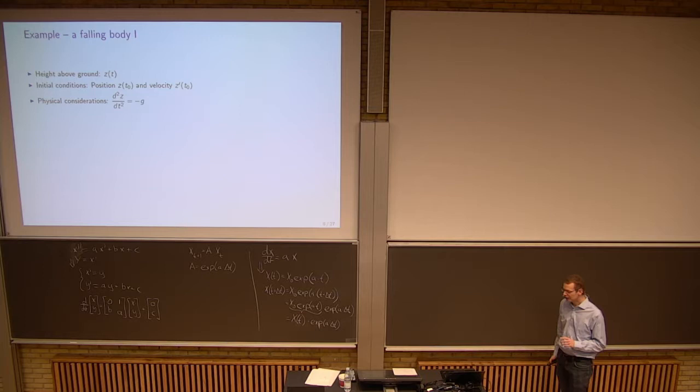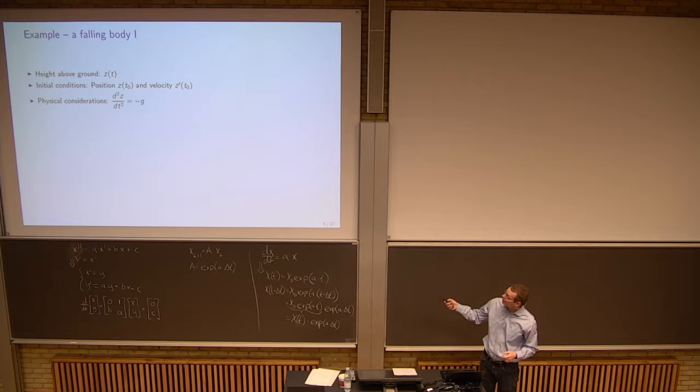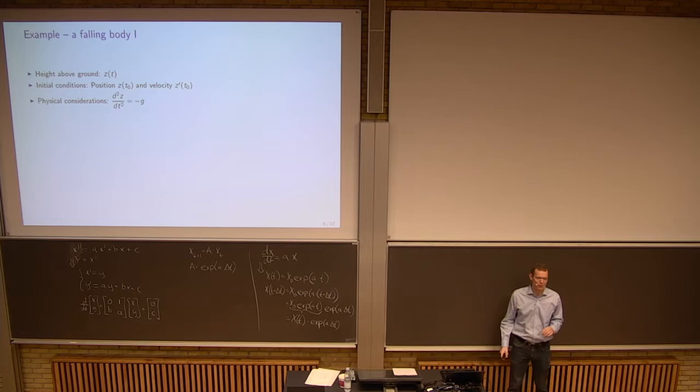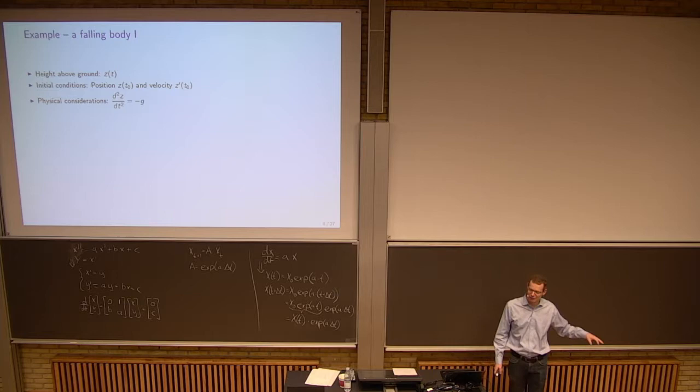So you assume a position and you assume an initial velocity. And then you just say, well, we know the physics about this. It's a bit more complex because that sponge is fairly light, so you have to correct for air resistance and so on. But in practice, it's probably a good approximation. So how do we write this?